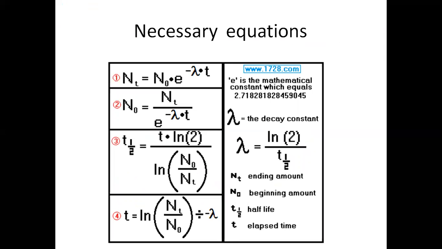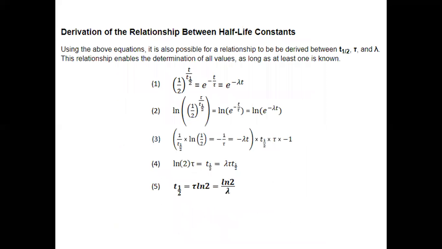Here are the necessary equations: N equals N naught e to the power minus lambda t; N naught is equal to N t divided by 2 to the power minus lambda t; or t half is equal to t ln 2 divided by ln N by N naught; and t is equal to ln of N t over N naught divided by minus lambda. Here t is the elapsed time, t half is the half-life, N naught is the beginning amount, and N t is the ending amount. And we know lambda is the decay constant, and lambda is equal to ln 2 divided by t half.